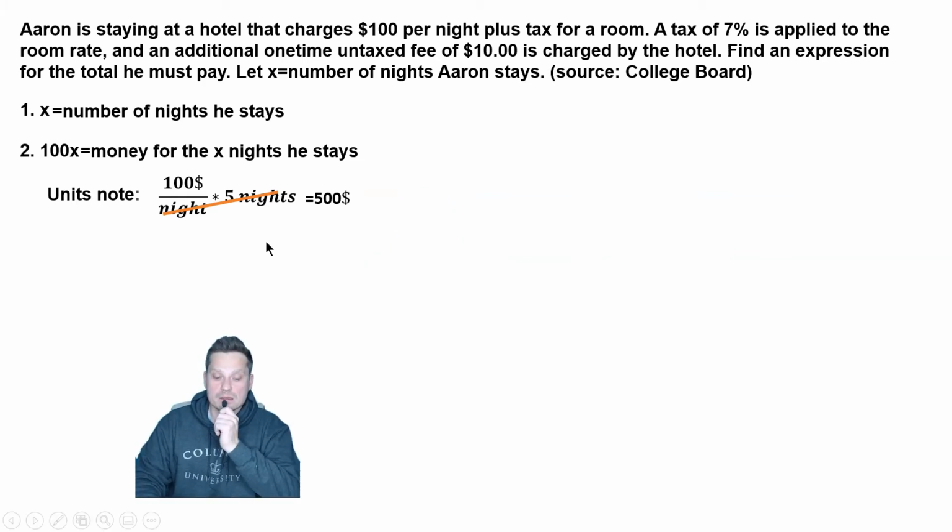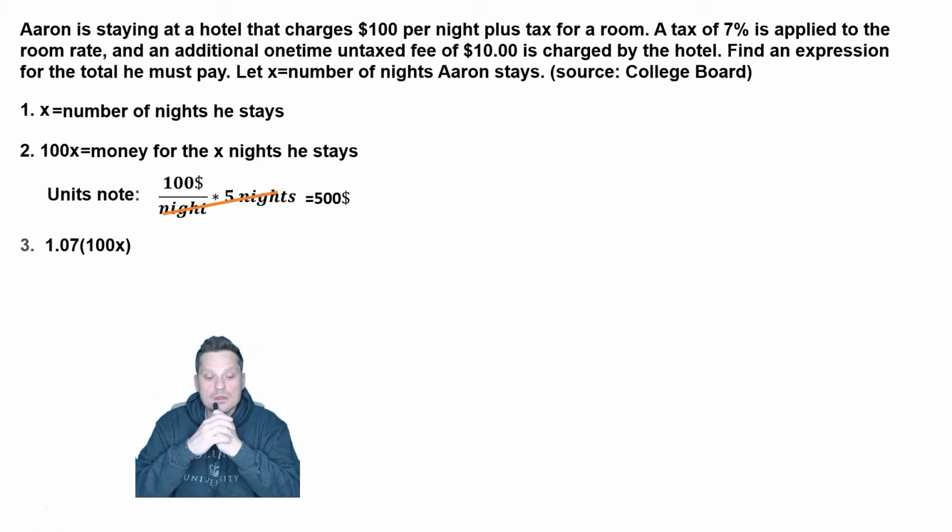Now after that, I'm going to do this next. It's going to be 1.07 times 100x. Well, I'm doing that because 100x is how much you pay for the x nights, and that portion is taxed. So you multiply by 1.07 because 1.07 includes the 7% tax that you see up there. Like if it said 8% tax, you'd multiply by 1.08. If it said 10% tax, you'd multiply by 1.1 and so on.